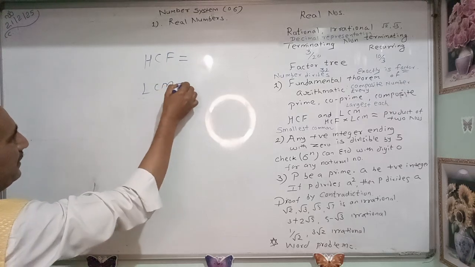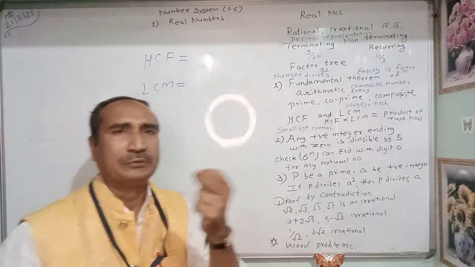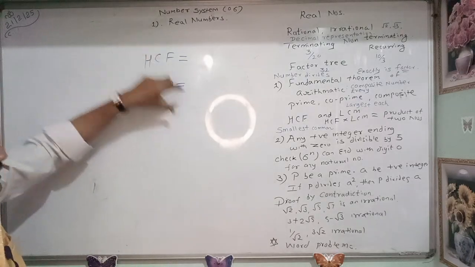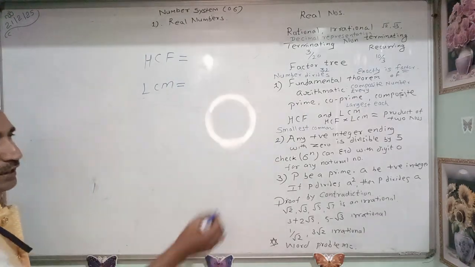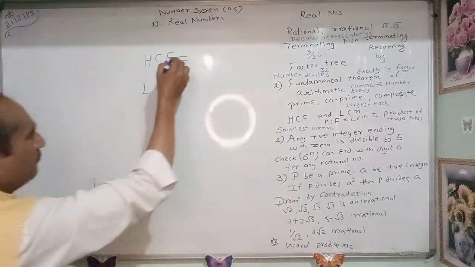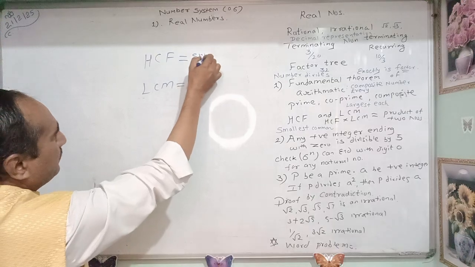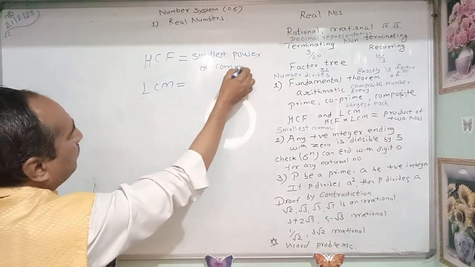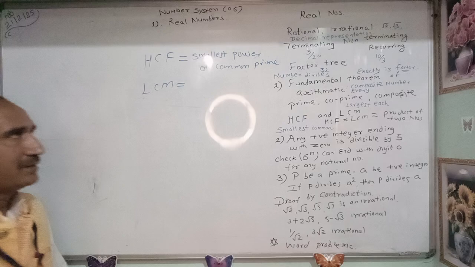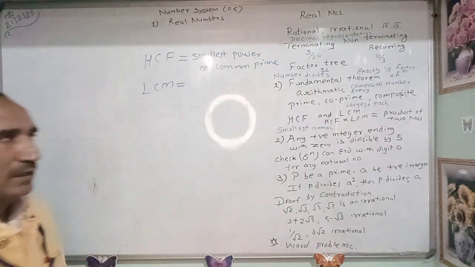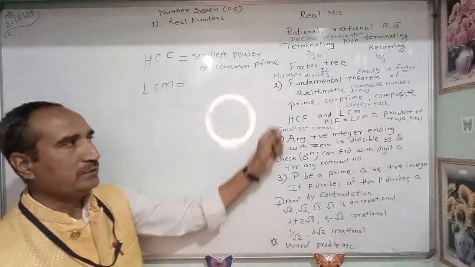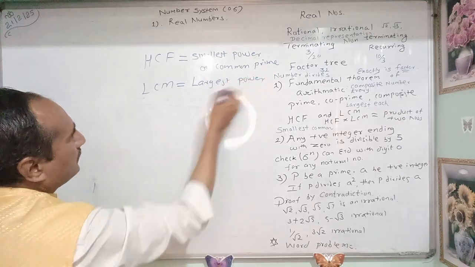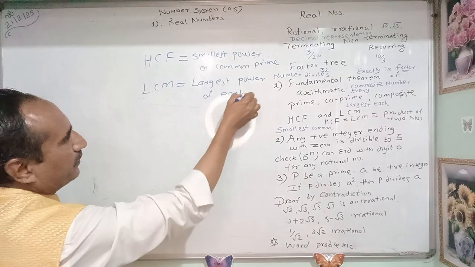For HCF and LCM, there is a very common rule, which is very useful also. The rule is: we have to factorize the given numbers in prime factor form. If we find all the prime factors, then for HCF we have to take the smallest power of common primes, and for LCM we have to take the largest power of each prime.